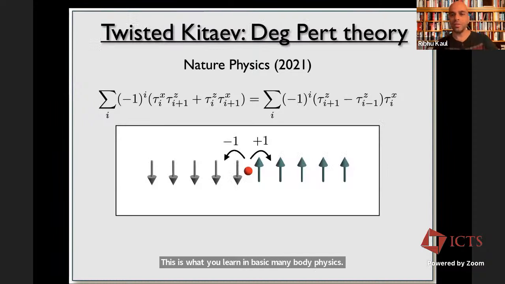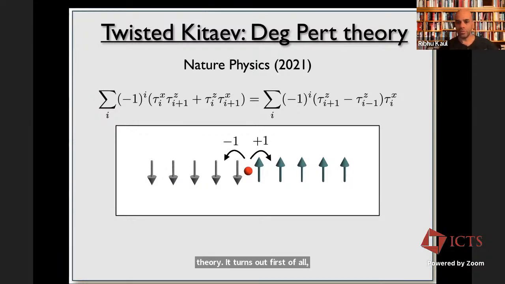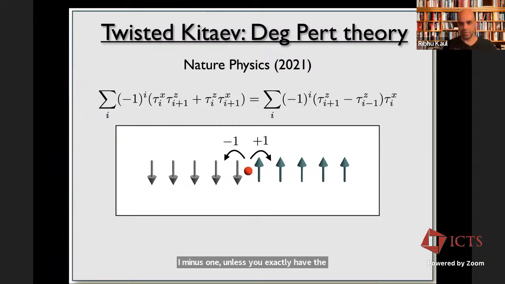In fact, if you write this down on the right side, you see it's (-1)^i, tau z at i plus 1, minus tau z at i minus 1, tau x. If you take this term and study it in perturbation theory, first of all, notice that it'll only act on the domain wall. If you consider some domain wall configuration, tau z at i plus 1 is always equal to tau z at i minus 1, unless you're exactly at the domain wall, because then the tau z values won't be equal since the spin flips. And then what tau x does is it can cause the domain wall to hop. This is exactly the transverse field.